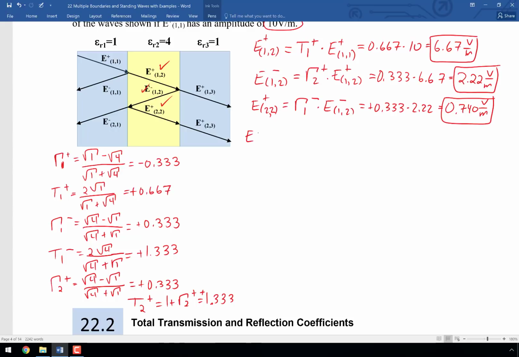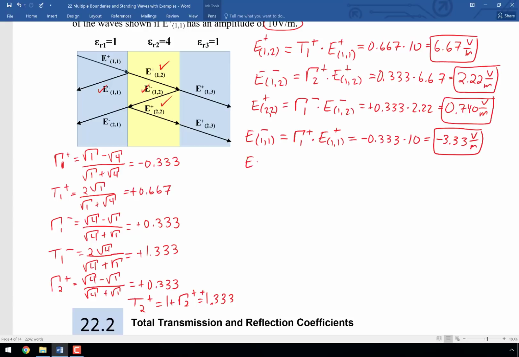So E sub 1 comma 1 in the minus direction, that's the first reflected wave, that's going to be equal to gamma sub 1 plus times E sub 1 comma 1 in the plus direction. So it's the incoming wave multiplied by the reflection coefficient at the first boundary when we're moving in the positive direction. And that works out to be negative 0.333 times 10, which is negative 3.33 volts per meter. So now we've also completed this calculation.